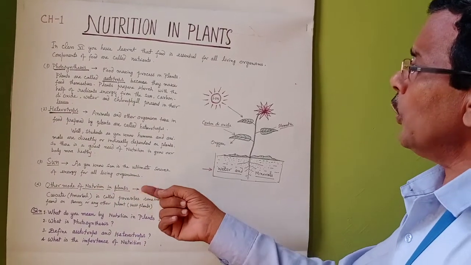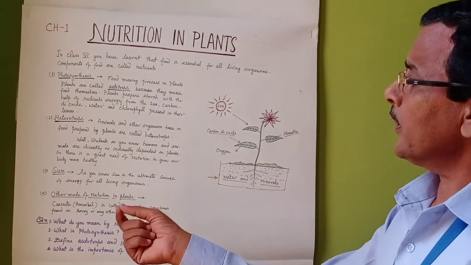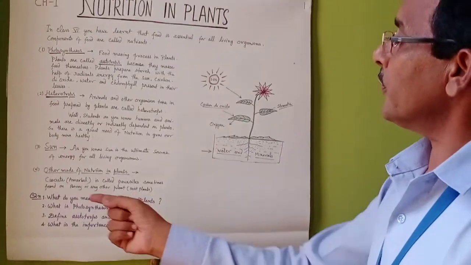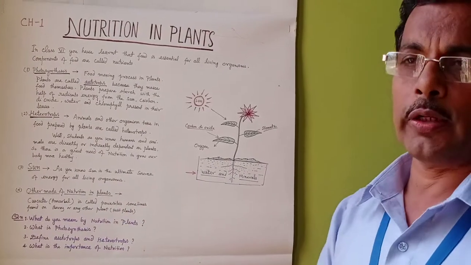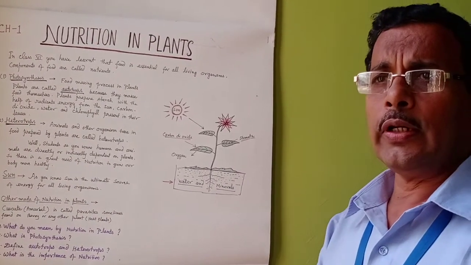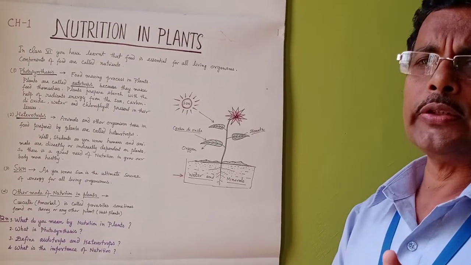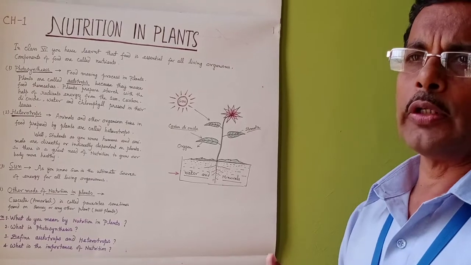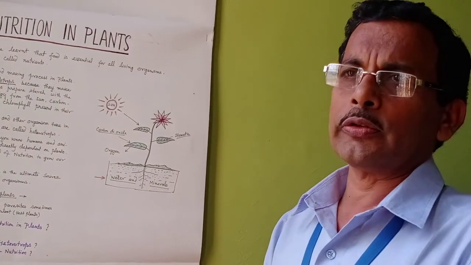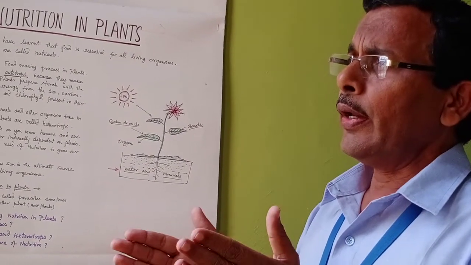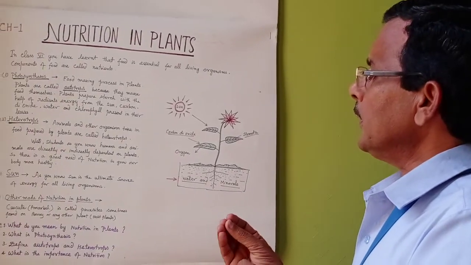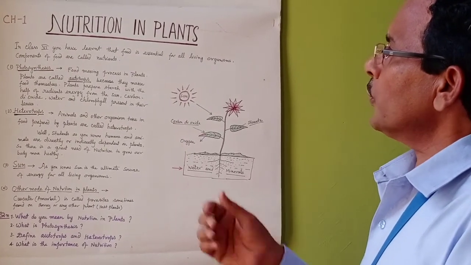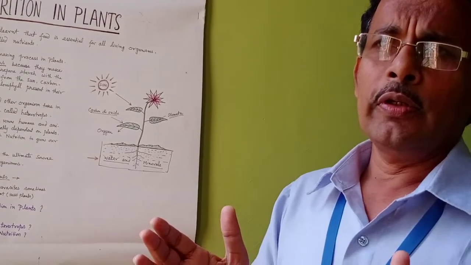Other modes of nutrition in plants: cuscuta, amarvel. Amarvel is called a parasite, sometimes found on berry or any other plants, that is the host plant. So on the host plant, there is amarvel, and amarvel is a parasitic plant and it takes nutrition from the other plant, the host plant. So there are two plants, the parasitic plant and the host plant, where the host plant is the plant which provides nutrition to the amarvel.